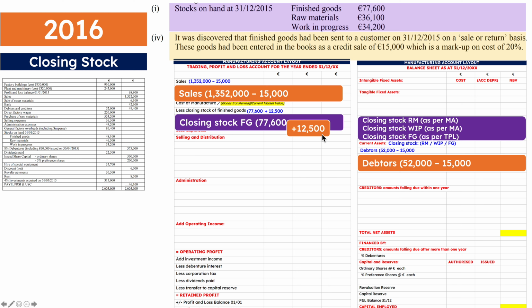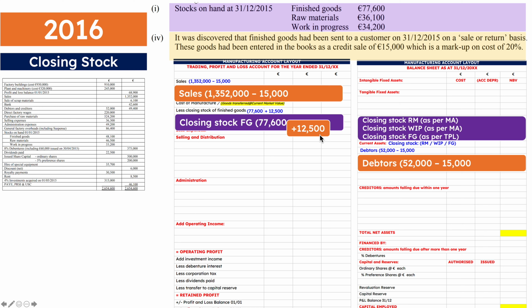So the cost price is 15,000 divided by 120 multiplied by 100, which is the cost price of my goods, 12,500 there. And then the sales minus 15,000, trial balance figure minus 15,000, and debtors trial balance figure minus 15,000. So that is that.